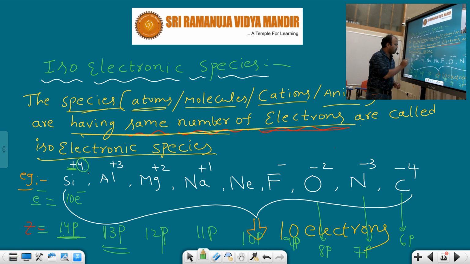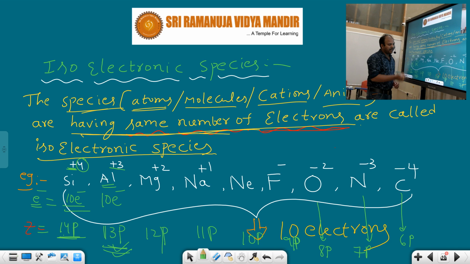Aluminium atomic number 13, so it has 13 protons, 13 electrons. But this is not an aluminium atom, it is an aluminium plus 3 cation. So aluminium lost how many electrons? 3 electrons. So 13 electrons we expected, but it lost 3 electrons. So it has how many electrons, Rana? 10 electrons.